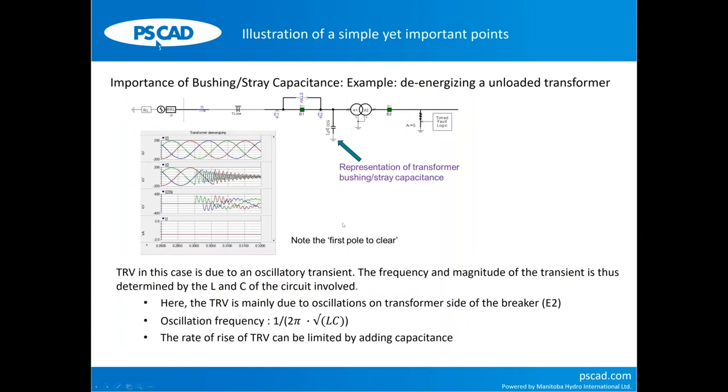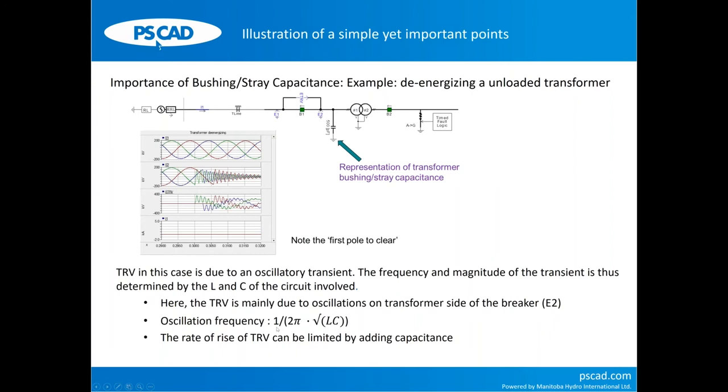This is another slide highlighting the importance of modeling the small stray capacitances, because they are not in your SLD diagram. You cannot see them, but you have to understand and model these small stray capacitances depending on the equipment. For example, for a transformer you have the high side and low side bushing capacitances and the interwinding capacitances; the breaker has its own bushing capacitance, and there are some disconnect switches in between. All these stray capacitances contribute to the oscillation.